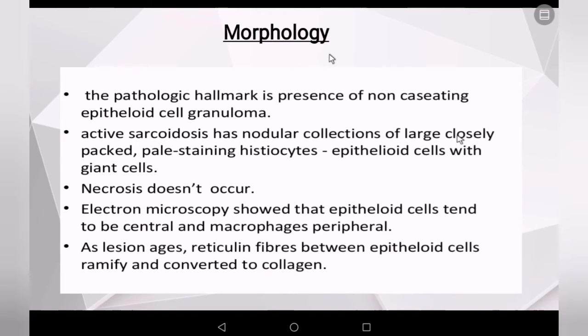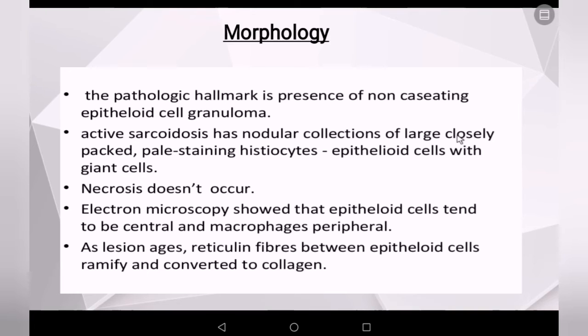Let's look at the morphology. The pathological hallmark is the presence of non-caseating epithelioid cell granuloma. Non-caseating epithelioid cell granuloma, this is a very important pathological hallmark and it differentiates sarcoidosis from other disorders. Active sarcoidosis has nodular collections of large closely packed pale staining histiocytes, epithelioid cells within giant cells. Necrosis does not occur. Electron microscopy showed that epithelioid cells tend to be central and macrophages are peripheral.